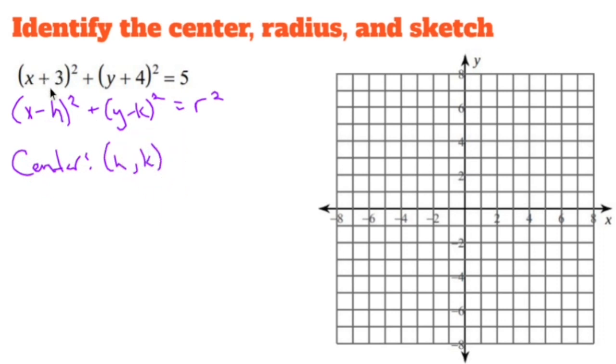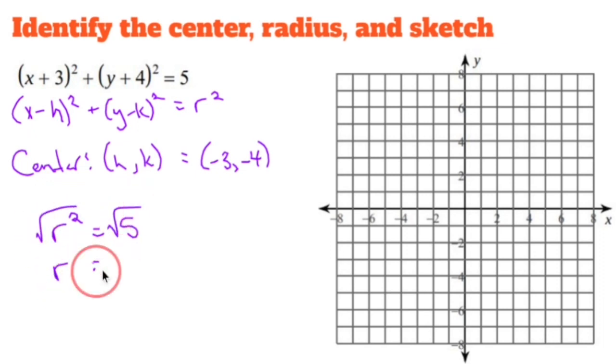Negative h is positive 3, which means positive h is negative 3, so that's the x value of my center. Negative k is positive 4, so positive k is negative 4. There's my center. Now I need a radius. My radius squared is equal to 5. So if I square root both sides, my radius is going to be the square root of 5, and that's 2.2 and so on.